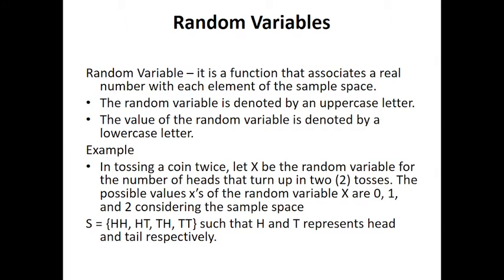So here's the example. In tossing a coin twice, let x be the random variable for the number of heads that turn up in two tosses. Okay? So the possible values x of the random variable x are 0, 1, and 2, considering the sample space.